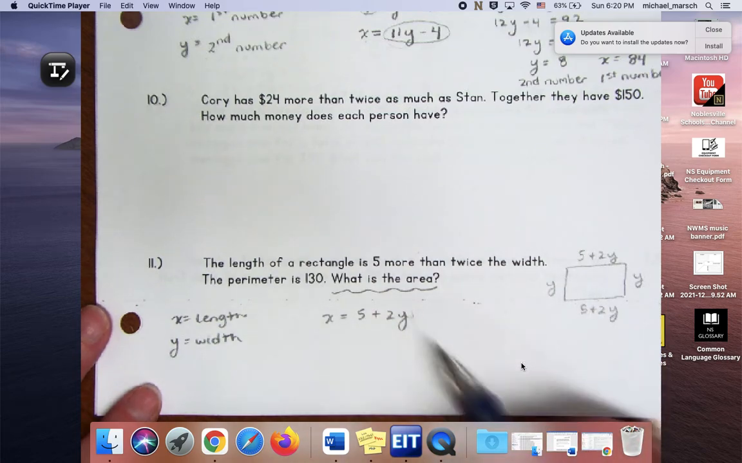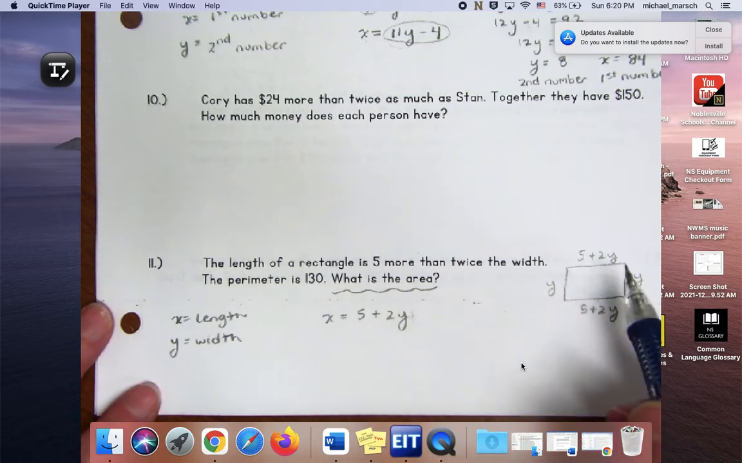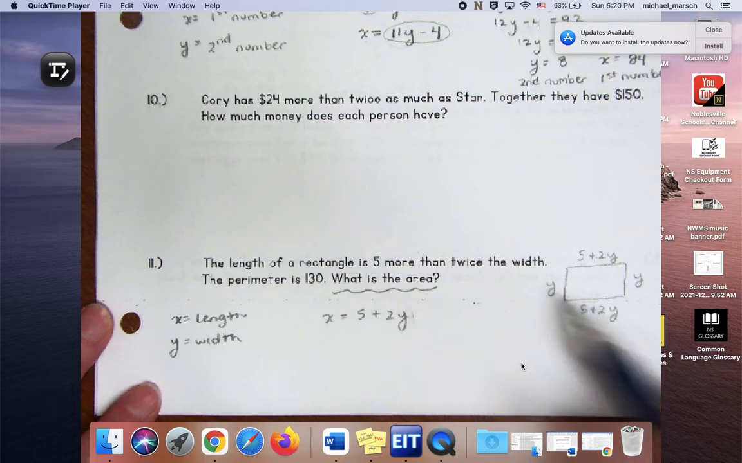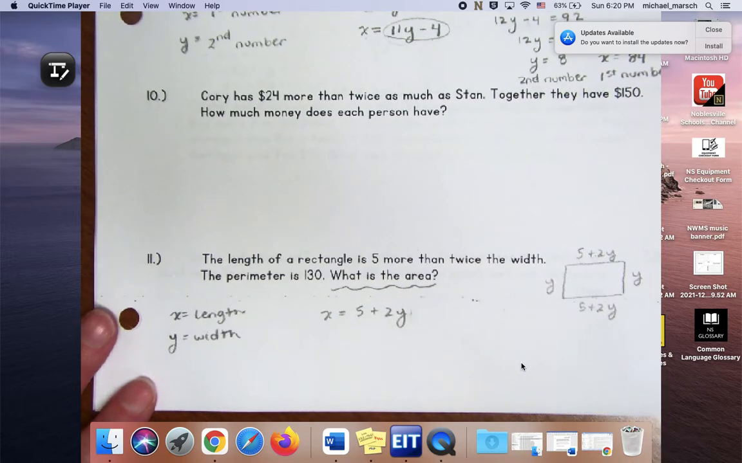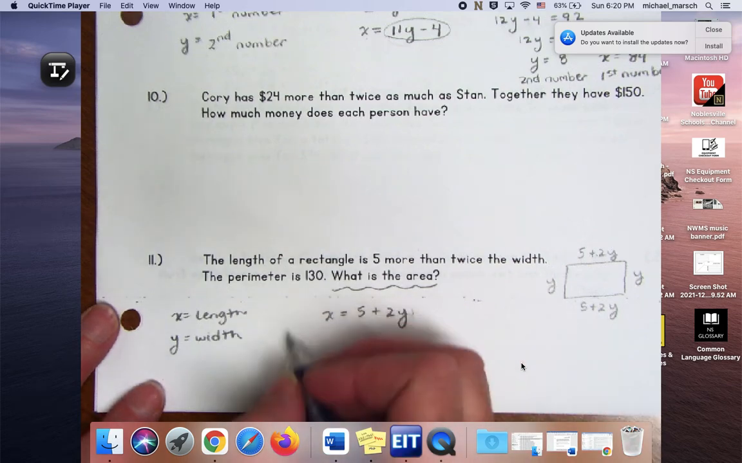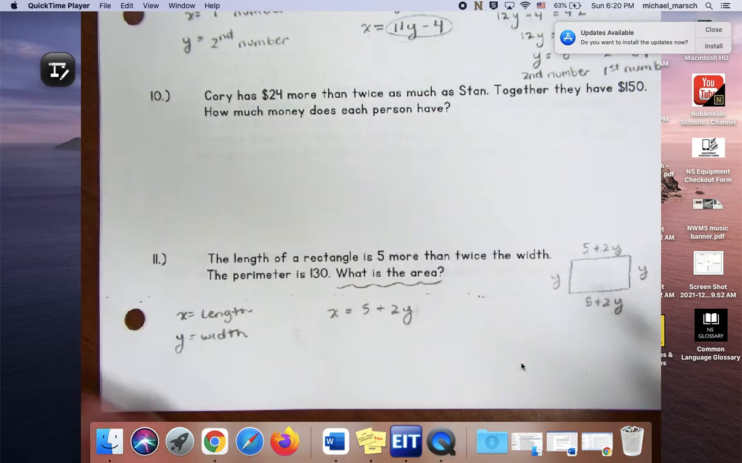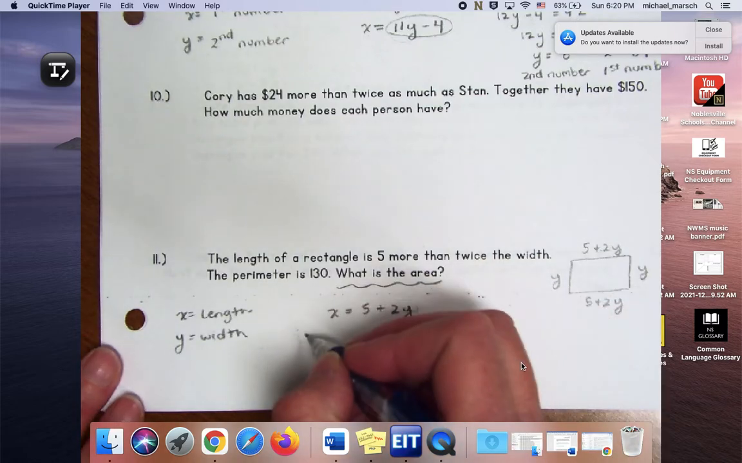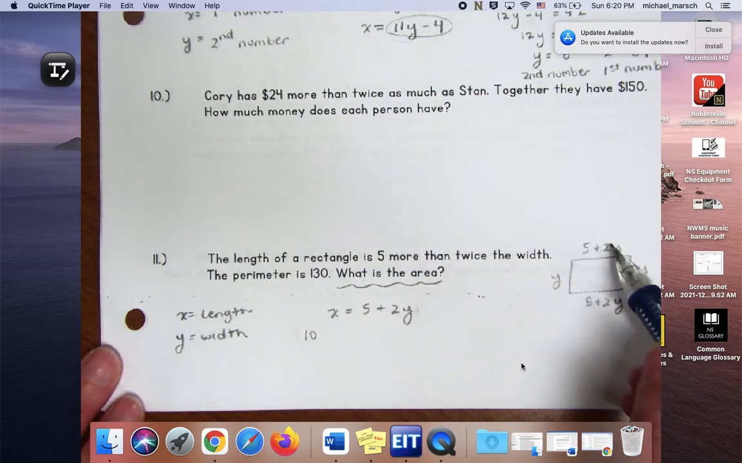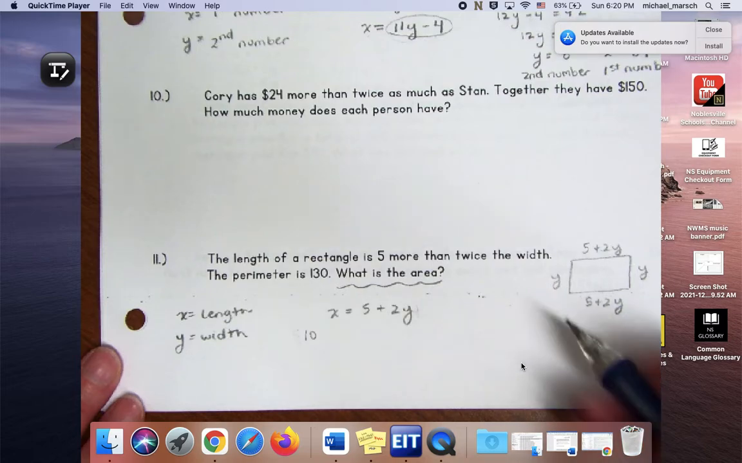The perimeter is 130. So that tells me that if I add this plus this plus this plus this, I'm going to get 130. So let's just do this. I have 10, right? And then I have 2, 3, 4, 5, 6.